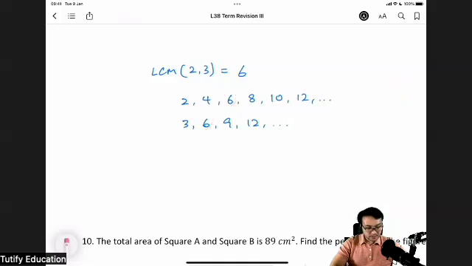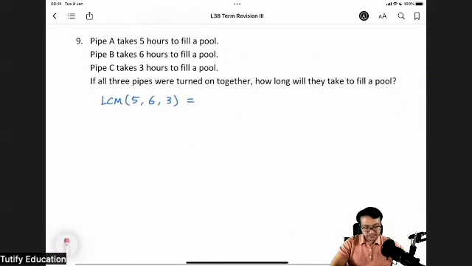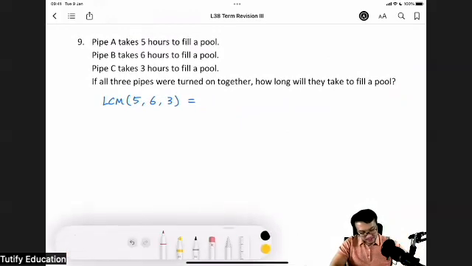Now 6 is the lowest common multiple of 2 and 3. Can you think about what is the lowest common multiple of 5, 6, and 3? Could it be 10? No. Could it be 20? No, 3 cannot be divided by 20. Could it be 30? Could it be 30, Ben? Yes. Let's write it down. Okay, 30.